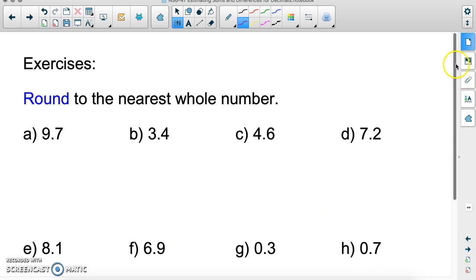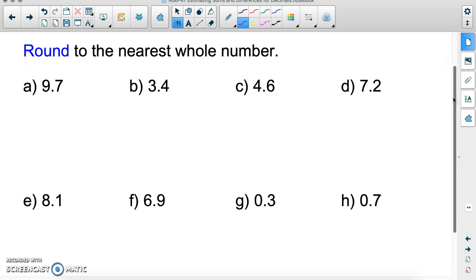Here are some exercises for you to do on your whiteboard. You're going to round to the nearest whole number. When you're done A through H, you're going to resume your screencast.